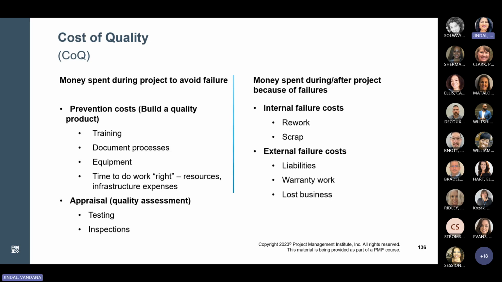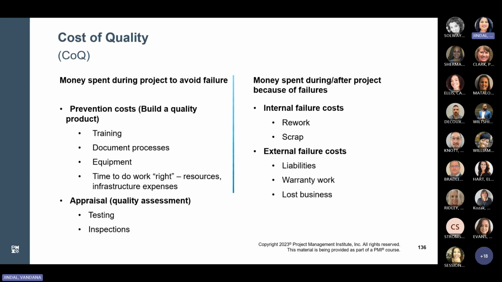Prevention costs are the costs incurred to prevent defects from occurring. So what one can do is train their employees, document the processes, and set up documents right. Appraisal cost is the cost incurred to assess the quality of the project's deliverables, such as testing, destructive testing loss, and inspections. So once your product is ready, you spend more money on testing the deliverables.